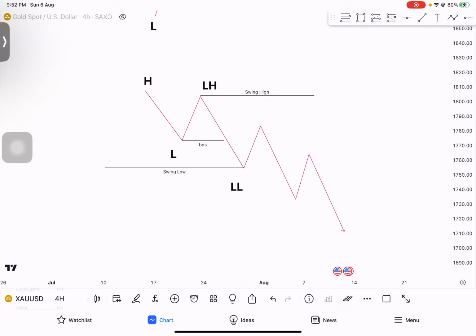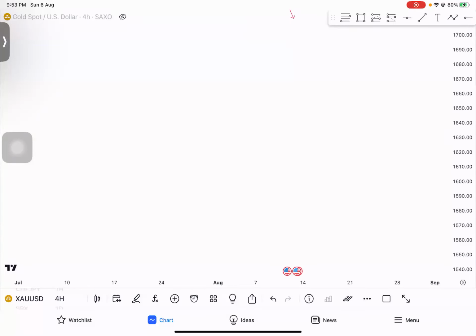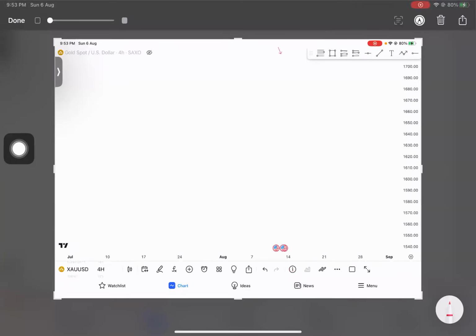Okay, any questions on the internal structures and also on the swing structures? Otherwise I will just conclude for you guys what I taught about the structures.